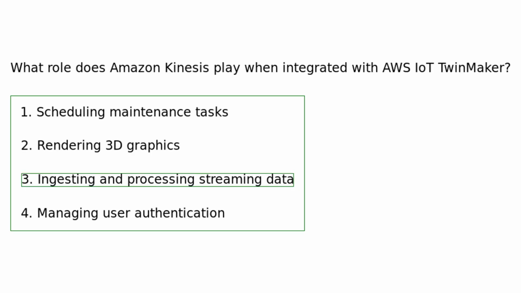When integrated with AWS IoT TwinMaker, Amazon Kinesis is used for ingesting and processing streaming data from IoT devices, which can then be used to update the digital twin in real time.